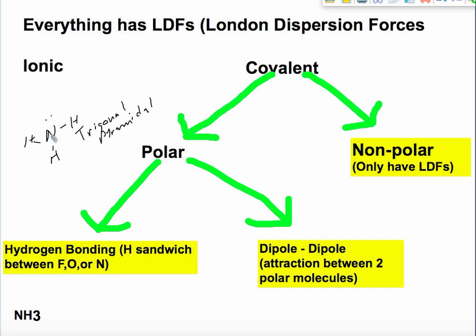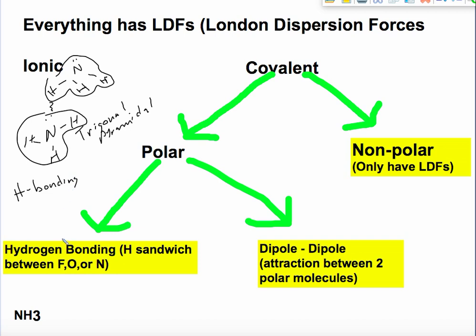Now, can this one hydrogen bond with itself? Well, it has a hydrogen in it bonded to a nitrogen. So if another ammonia came along, you could have three hydrogens here, and then the nitrogen would be up here. There would be an attraction right here. Now, does that make a hydrogen sandwich between F, O, or N? Nitrogen, hydrogen, nitrogen? Yes, it does. So this one has hydrogen bonding. Also, it has dispersion forces. It has both. Everything has London dispersion forces, no matter what.